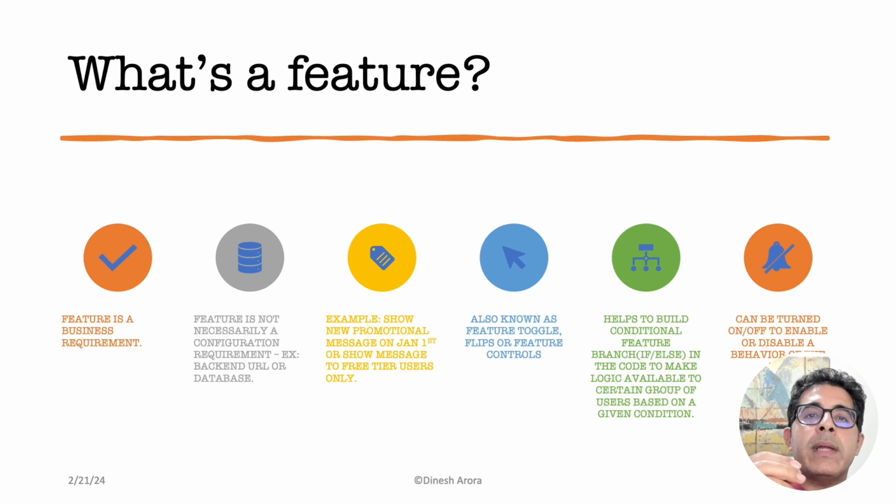Now, if you go and search for feature flag, you would come across various terms such as feature toggle or flips or feature controls or feature configuration. They're all the same. They all come to the same term as feature toggling, and all of these, what they basically do is they help you build a conditional feature branch in the code to make your logic available to a certain group of people or certain group of users based on some given conditions, and it allows you to turn on and off a feature at any given point of time.